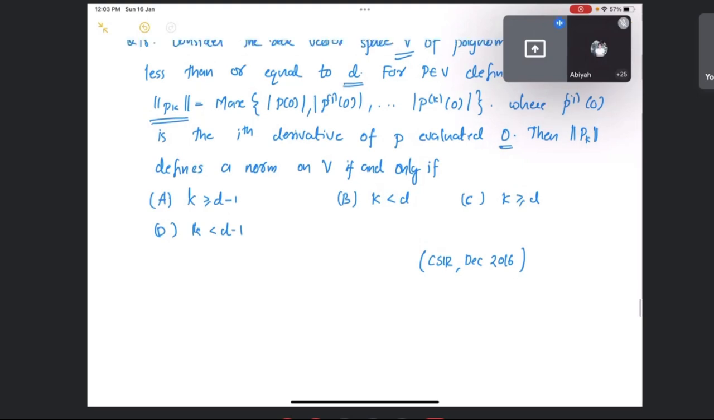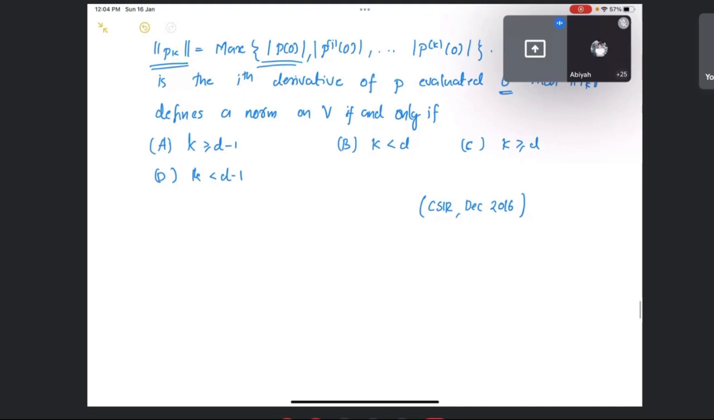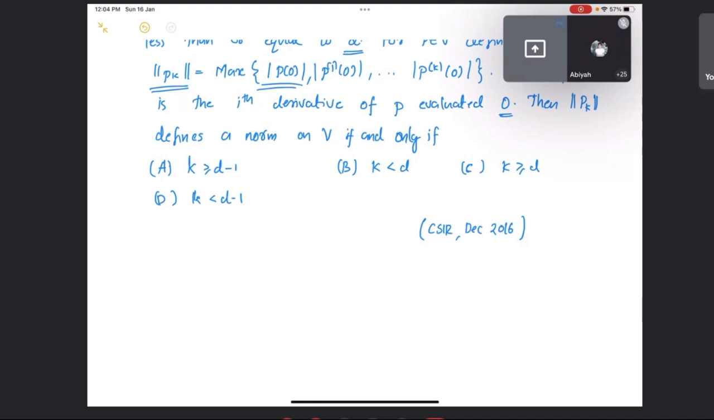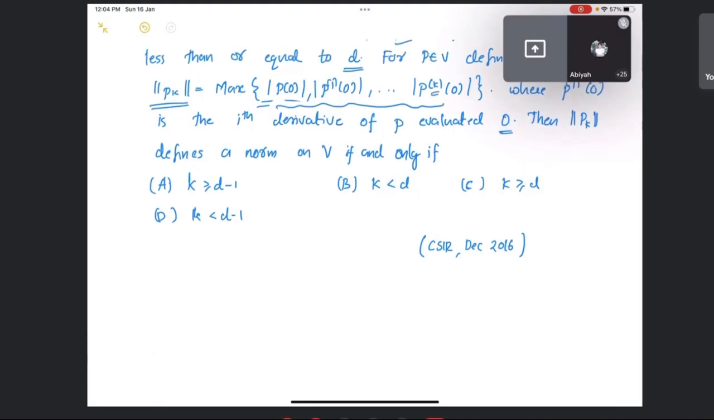So you think about it. The first condition is trivially satisfied, that is, norm x is greater than or equal to 0, because here we are taking modulus everywhere. And the triangle inequality is also satisfied, which you can check. Now the problem is the positivity condition, that norm x equals 0 if and only if x is equal to 0. That is what we are going to check here. We are defining the norm to be the maximum of these quantities. And what is the relation between this k and the degree of the polynomial d?